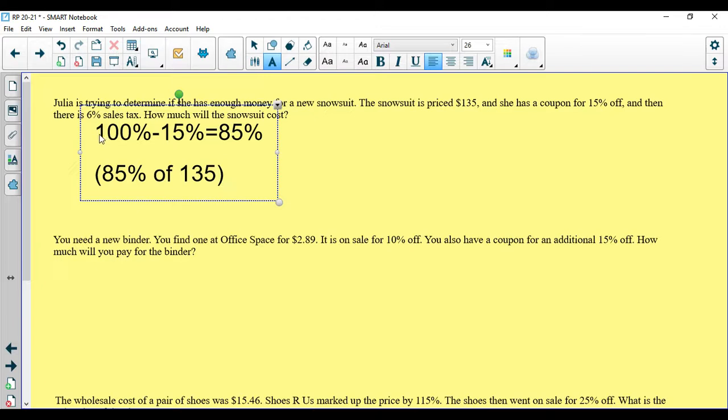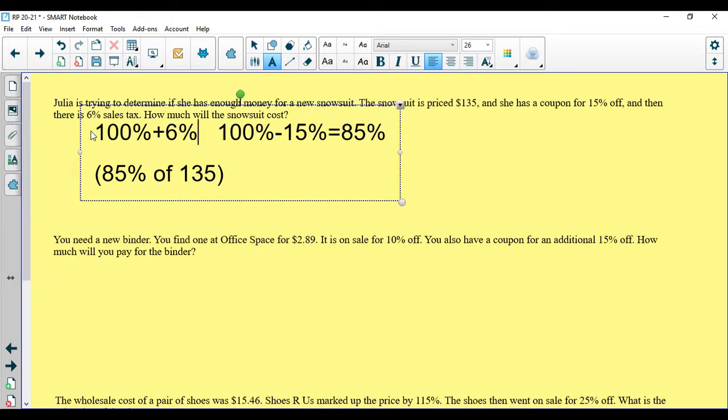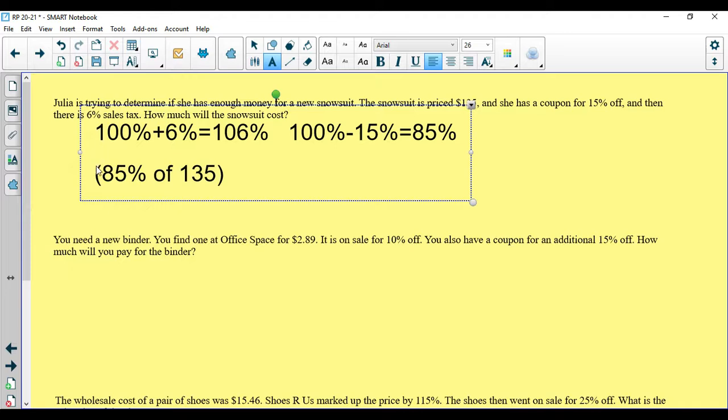This amount, though, is now the cost that's going to get the sales tax. So what that means is that it's 100% of the cost you're paying now. So I'm not adding 6% to this 85%. I'm actually going back to a base percent of 100 and adding my 6% to that. 100% plus 6% equals 106%. And so that means I am paying 106% of the 85% of $135.